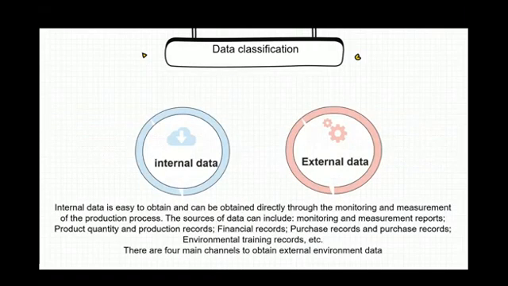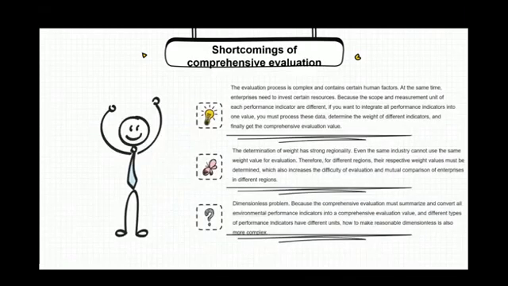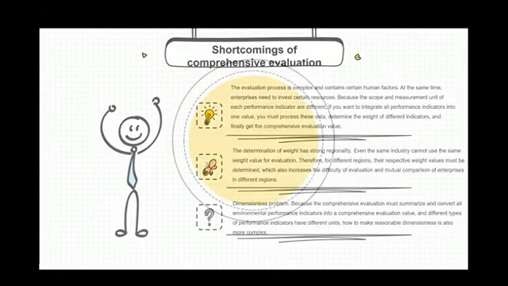Internal data is easily accessible and can be obtained directly through monitoring and measurement of the production process. The evaluation process is complex and contains certain human factors. Each performance indicator has a different range and unit of measure, and each indicator is weighted differently, if you want to aggregate all performance indicators into a single value.